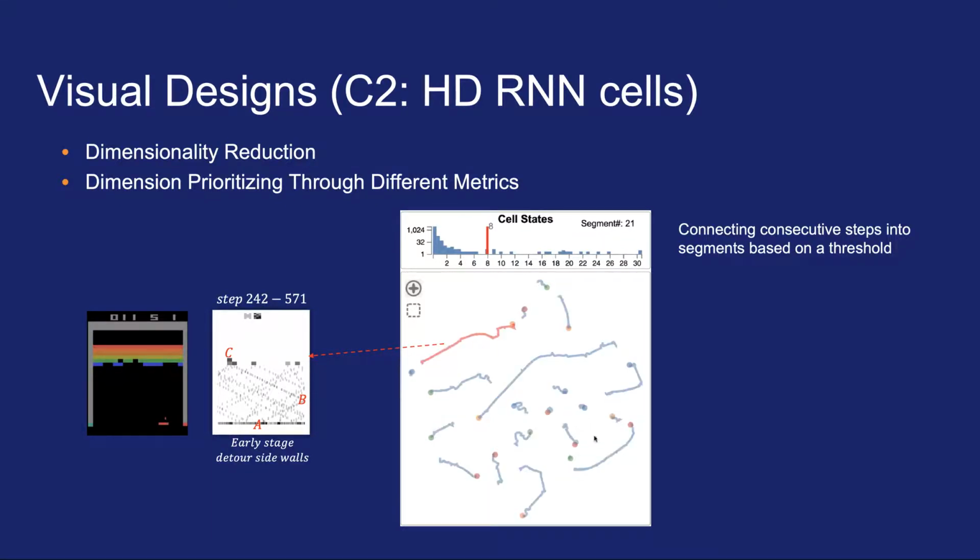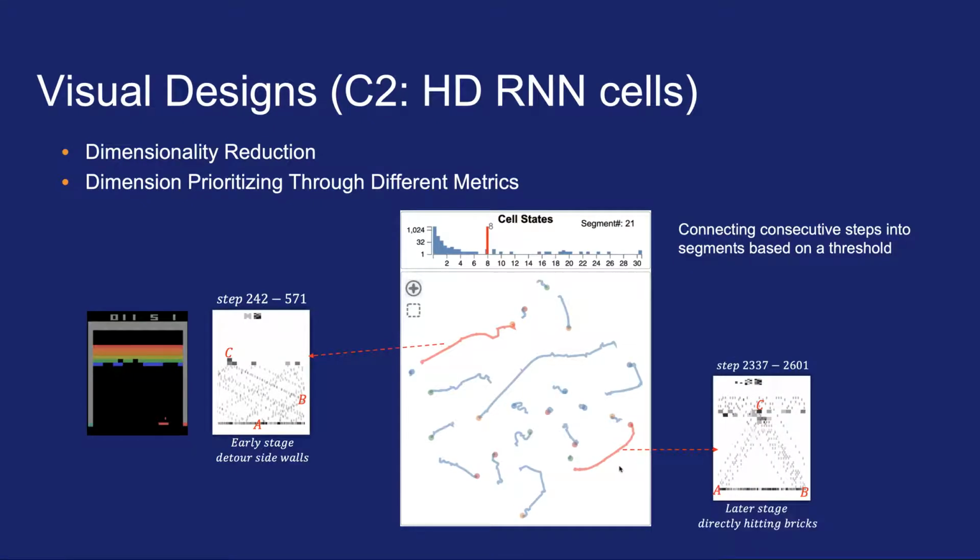The segment on the right shows the later stage, where the agent keeps moving the paddle between point A and B to catch the ball, and the ball always directly hits bricks around point C. The traveling paths here are shorter, and the agent is more efficient.